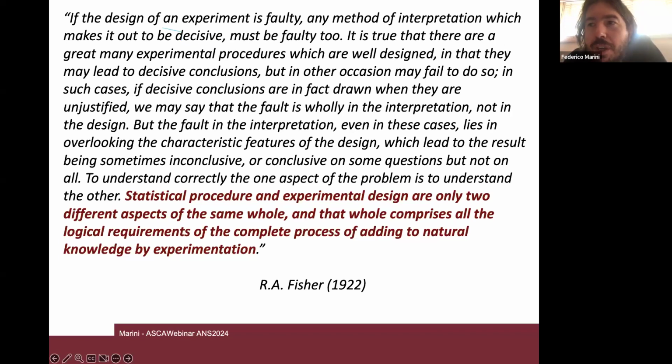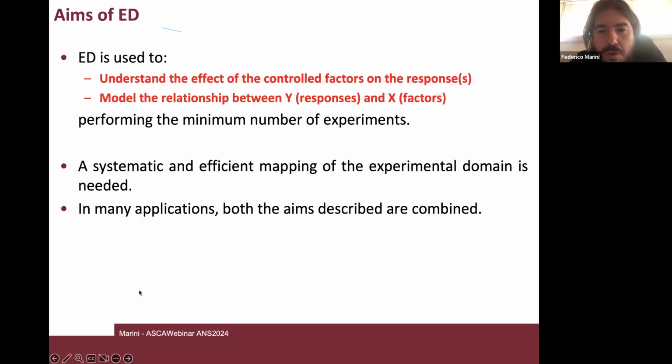So in this context, he uses this sentence: statistical procedure and experimental design are like two different aspects of the same whole, like two sides of the same medal in a way. And this is the whole that leads to the improvement of knowledge by experimentation. So why properly design experiments? Normally, in the context of chemometrics, but not only, an experimental design is used with a twofold aim. This twofold aim is actually the same aim that can be developed up to a different level or maturity stage, depending on the possibilities of conducting experiments, on the time, cost and resources that one can put into these experiments.